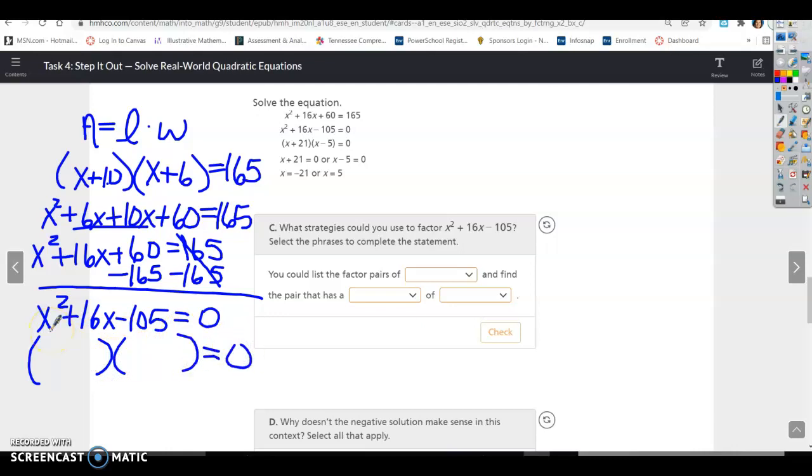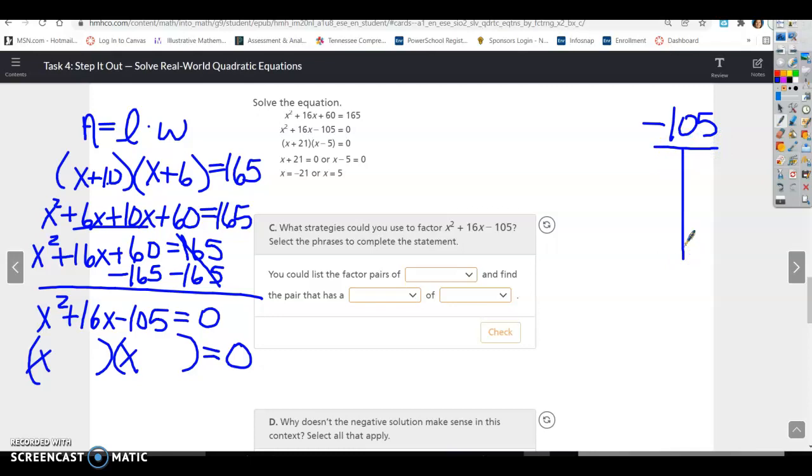It's a real-world problem. We have to solve it. So now we want to rewrite this in factored form. So what are our factors going to be? What we have to do is look at what multiplies to give us C.